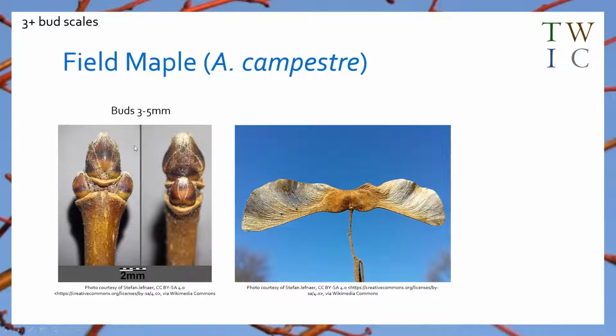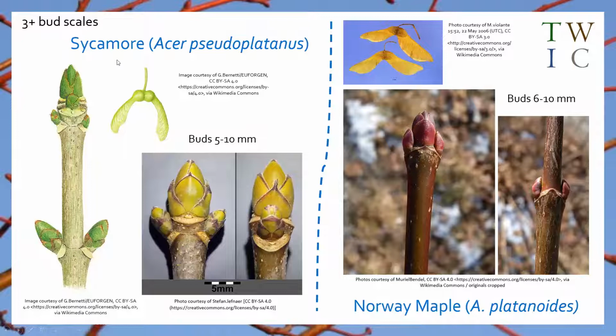I've also included the fruits for reference. So in field maple, you can see they're almost in a line. And if we then compare that to sycamore and Norway maple fruits, you can see that sycamore are more sort of acute and Norway maple are wider, sort of 90 degrees or so.